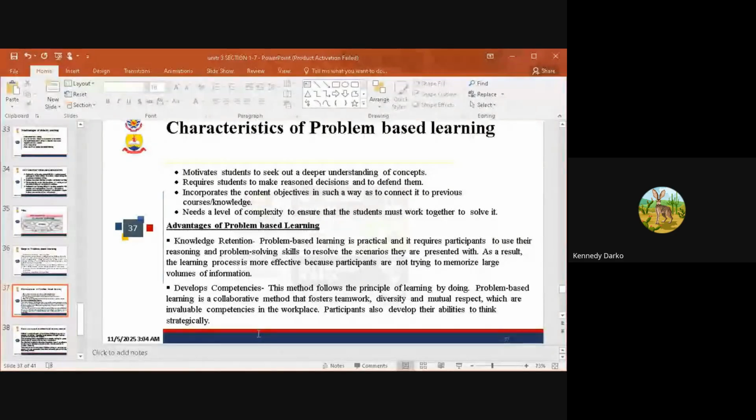Let's look at the advantages. Knowledge retention. With problem-based learning, once the children are able to do whatever they want to know practically, they are able to retain the knowledge. It will be with them. Once they solve the problem, resolve the scenario, and get the answers, the knowledge stays with them forever and ever. The learning process is more effective because participants are not trying to memorize large volumes of information. It's about problem-based learning.